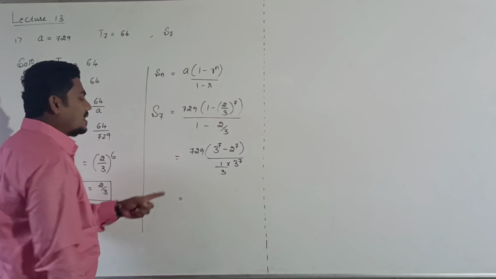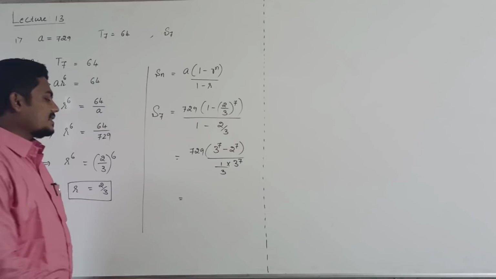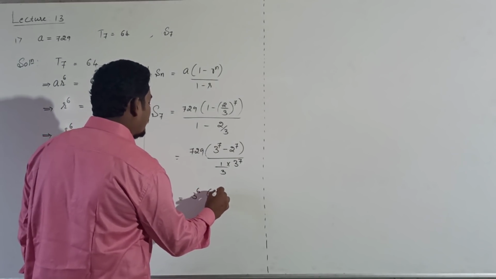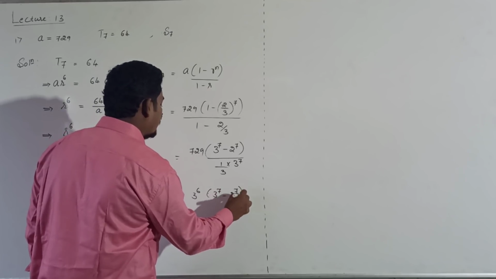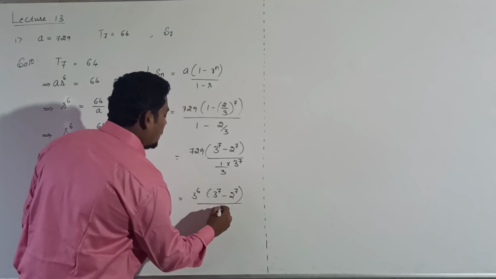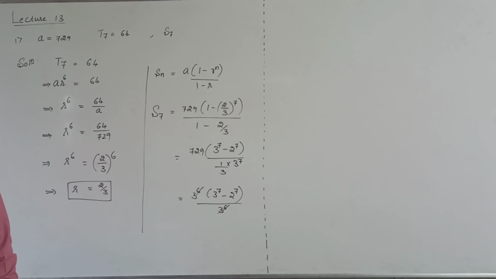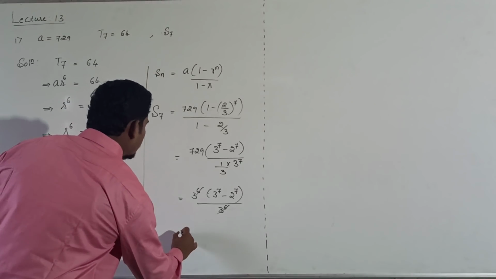After that, what is 729? 729 is 3 power 6, in bracket 3 power 7 minus 2 power 7 divided by 3 power 6. Now 3 power 6 gets cancelled. Now 3 power 7 means 729 into 3, that is 2187.